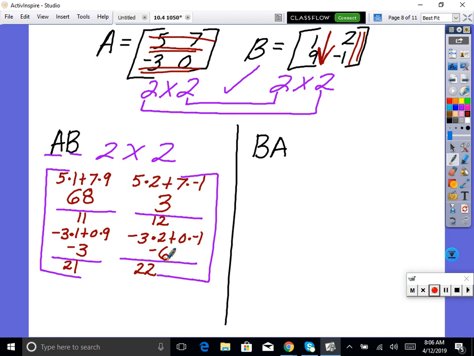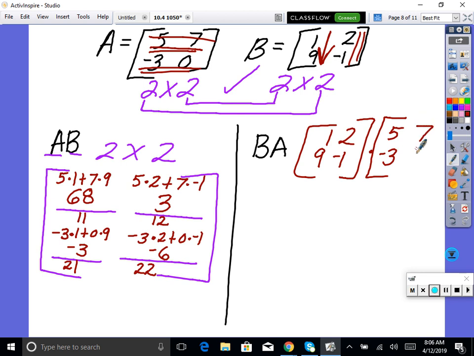Now let's do B times A. We do have to go in the correct order, so let's switch them. Now this one has to be written first, times this one. We could just picture it. I'm just showing it for the video here. Okay, so we have a 2 by 2 and a 2 by 2, don't we? So yes, we can multiply them. Our new dimensions are a 2 by 2.